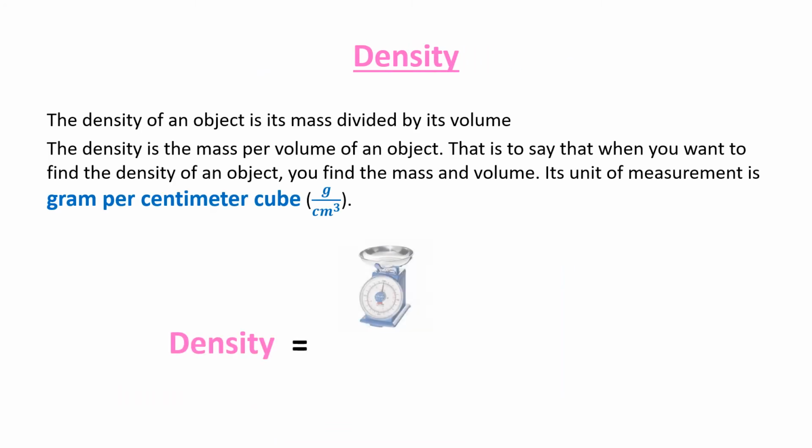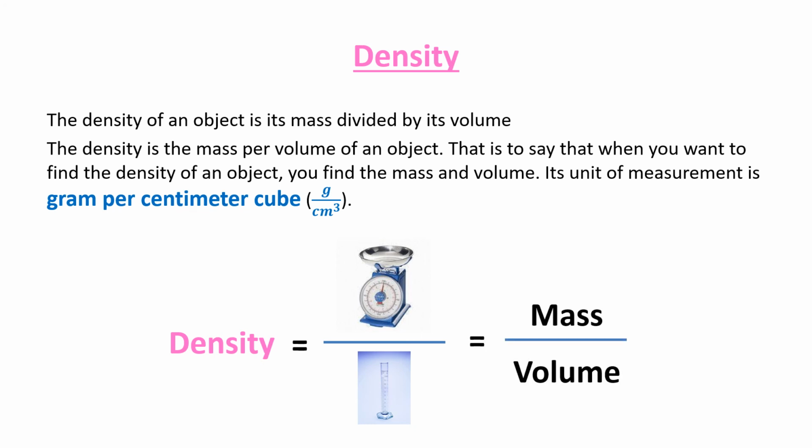Density. The density of an object is its mass divided by its volume. The density is the mass per volume of an object. That is to say that when you want to find the density of an object, you find the mass and volume. Its unit of measurement is gram per centimeter cube.